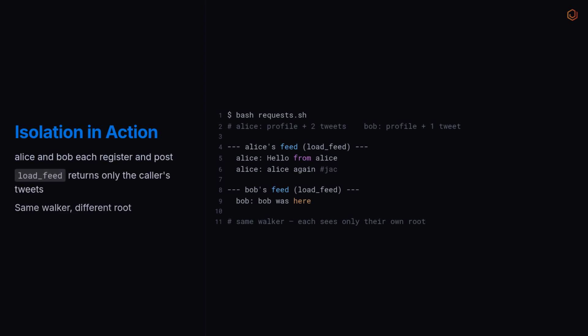Let's see it. Alice registers, sets up her profile, and posts 2 tweets. Bob does the same, with 1 tweet. Now Alice loads her feed, she sees her 2 tweets. Bob loads his, he sees only his 1. Same walker, same code. Each user sees only their own graph.